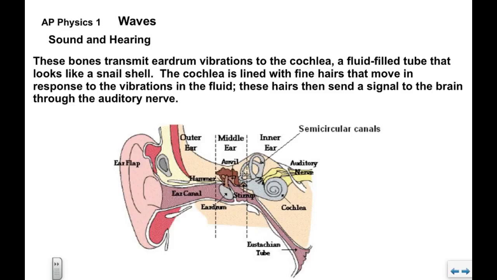When you tilt your head to the side, the fluid in the semicircular canals moves, and again it tells your brain which way is down, effectively, which way gravity points.